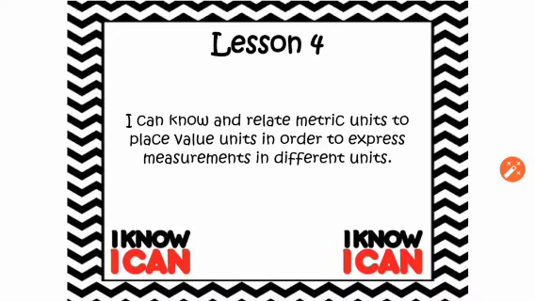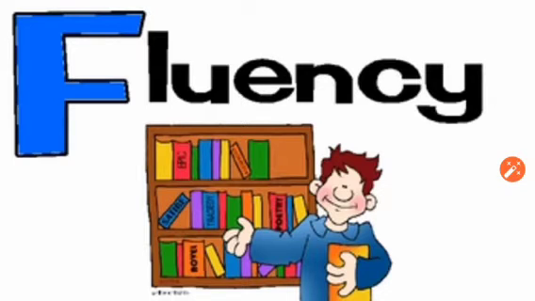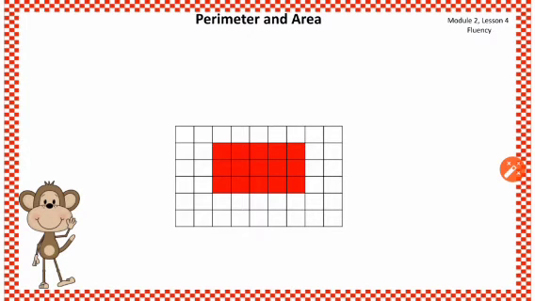Let's take a look at objectives for this lesson. After this lesson, you should be able to say, I can know and relate metric units to place value units in order to express measurements in different units. Let's take a look at our fluency practice for this lesson. Our fluency practice today is on perimeter and area.